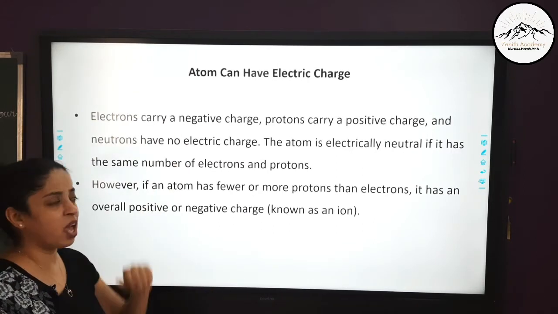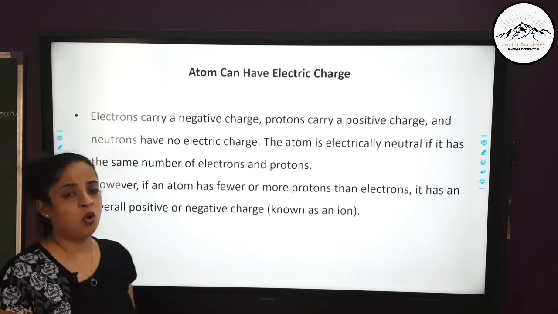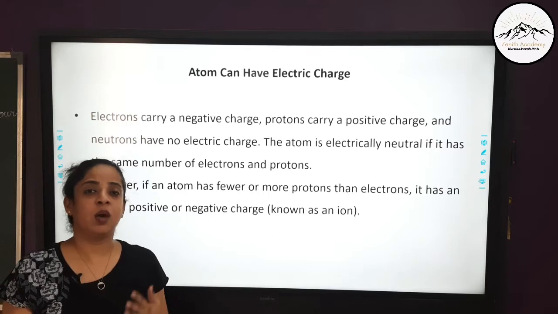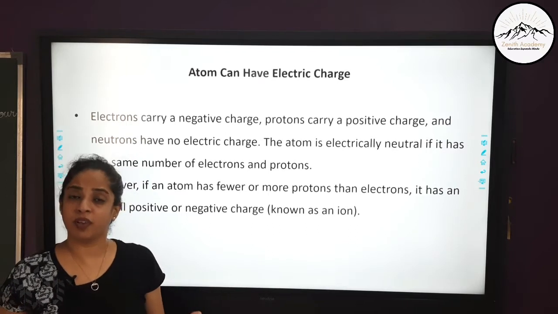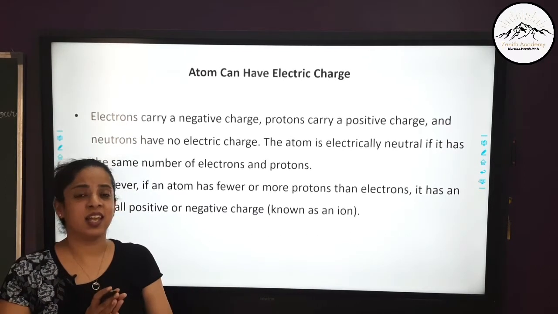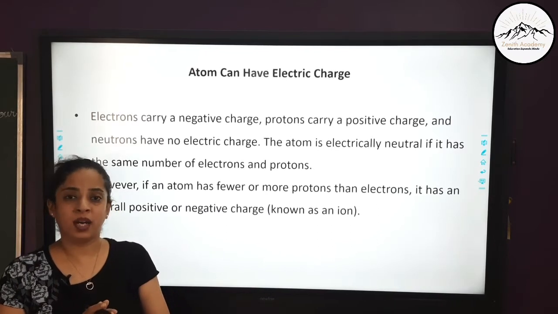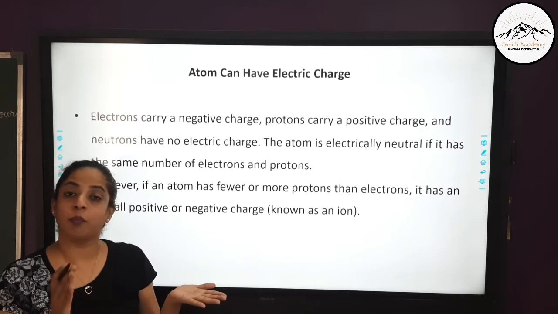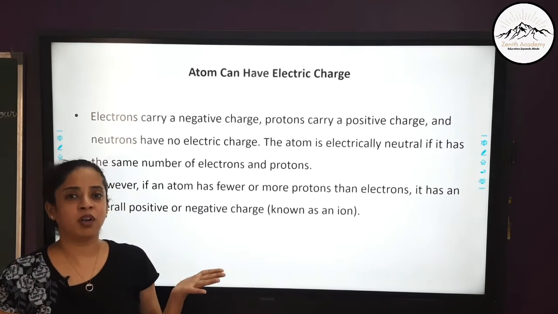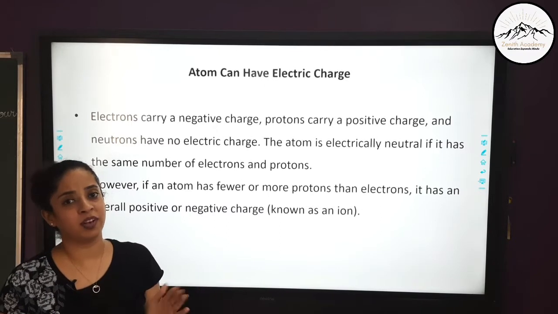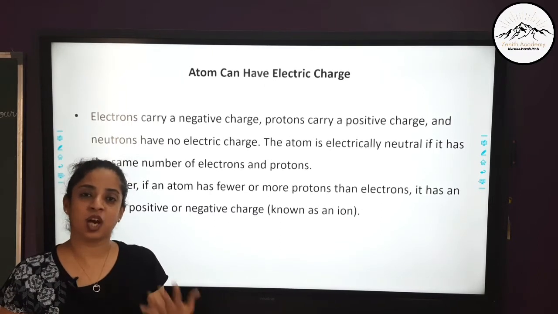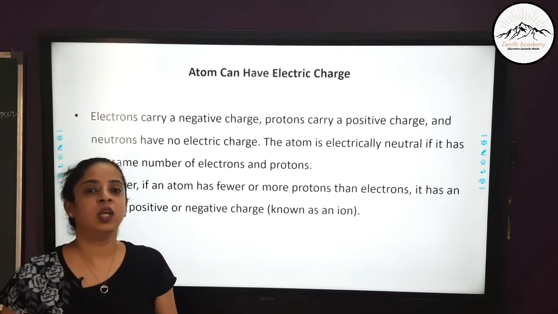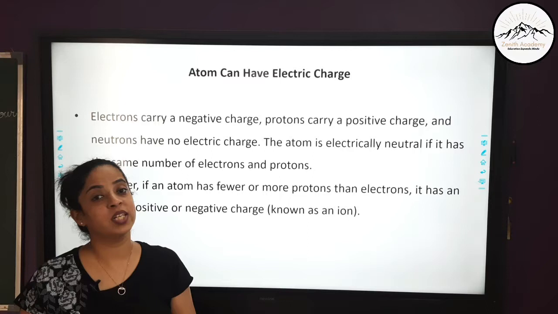Now, can atoms have electric charge? Now, we know that in a neutral atom, in a stable atom, the number of protons is equal to the number of electrons. That is why we say the atom is neutral. But there are cases when the number of protons may exceed the number of electrons, or the number of protons is less than the number of electrons. In that case there are charges also on the atom, and these charged atoms which have an unequal number of electrons and protons are known as ions.